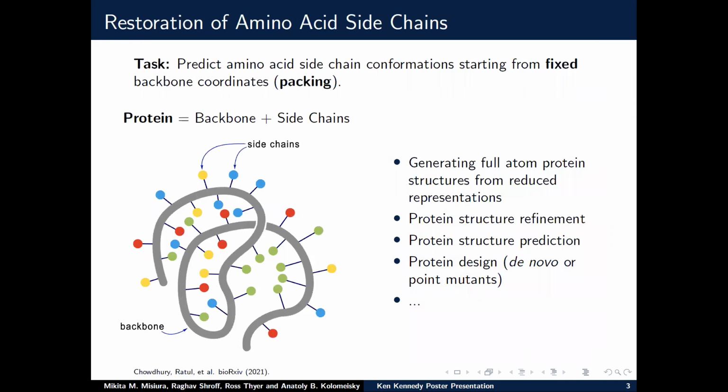In this work, the task we're working on is to restore amino acid side chains starting from fixed backbone coordinates, the task which is also termed packing. What is important for this work is that conceptually proteins can be viewed as a sum of two parts, backbone and side chains. And what we want is to restore the side chains given only backbone conformation. This can be useful in many ways: for generation of full atom structures from reduced representations, refinement of protein structures, as one step of protein structure prediction, protein design, and so on.